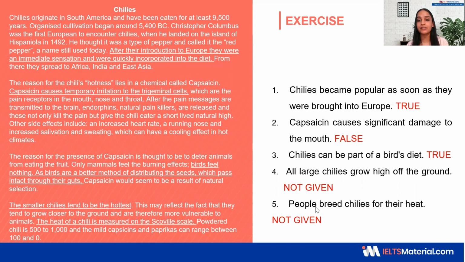And the fifth statement is, people breed chilies for their heat. Now, yes, there is mention of the word heat in the passage. But see, if there is any information on the reason why people breed chilies. Is there any mention of that? No, there's clearly no information. Hence, this answer is going to be not given.